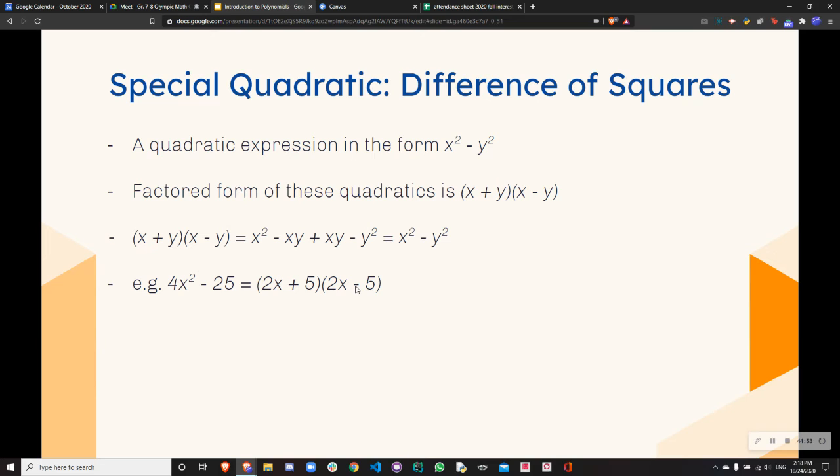For the first factor, you can either add or subtract, but then for the second factor, you have to do the opposite. So we decided to do plus and minus here. So 2x plus 5 and then 2x minus 5 would be your factored form. Are there any questions? No questions?